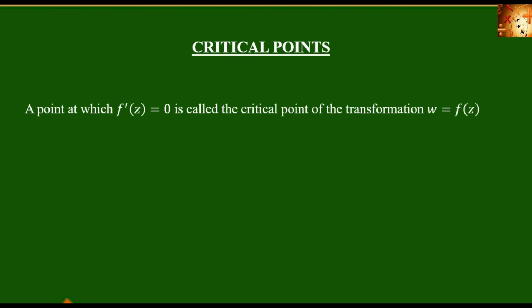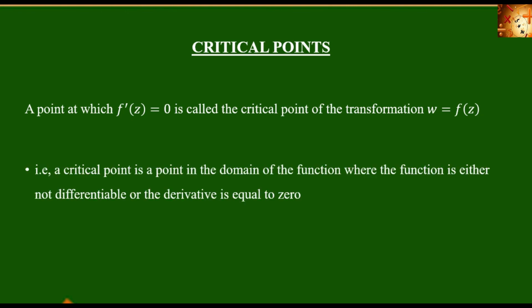Next is critical points. A point at which f dash of z equal to 0 is called a critical point of the transformation w equal to f of z, which means a critical point is a point in the domain where the function is either not differentiable or the derivative is equal to 0. That is, f dash of z equal to 0 gives the critical points of the function f of z.